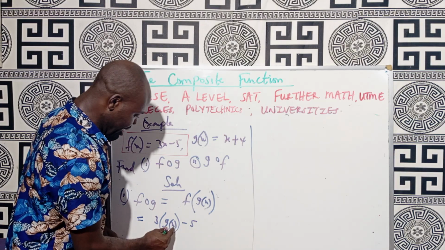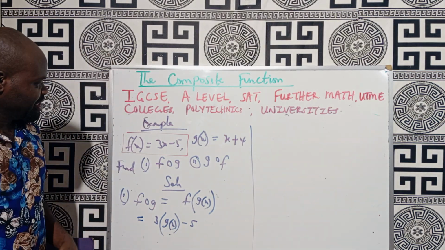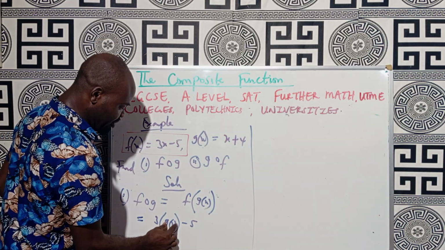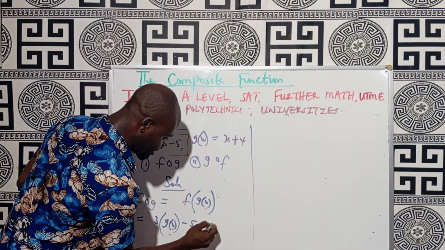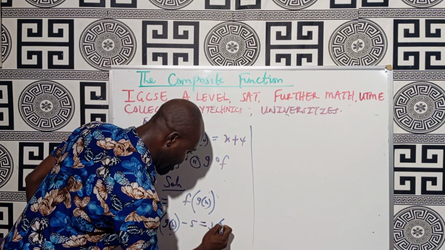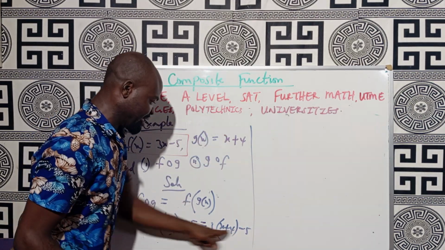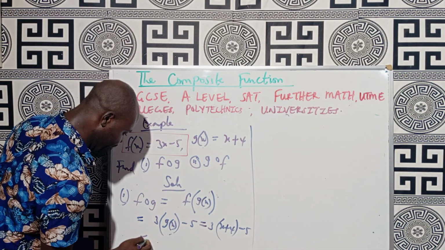I will just go and find my g of x. What's my g of x normally? My g of x is x plus 4. So I will come here, remove the g of x and put x plus 4 there. So that's 3 multiplied by x plus 4, minus 5. So this is my answer. I just have to open the bracket and I get my result. So let's do that. So we have what?